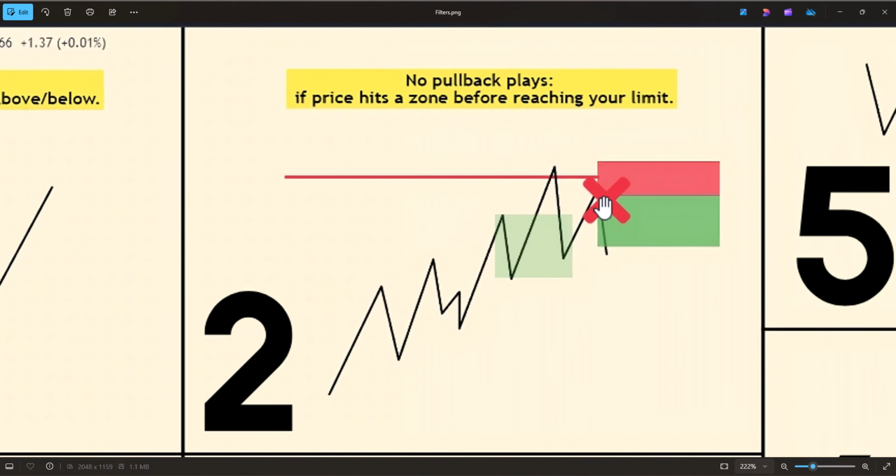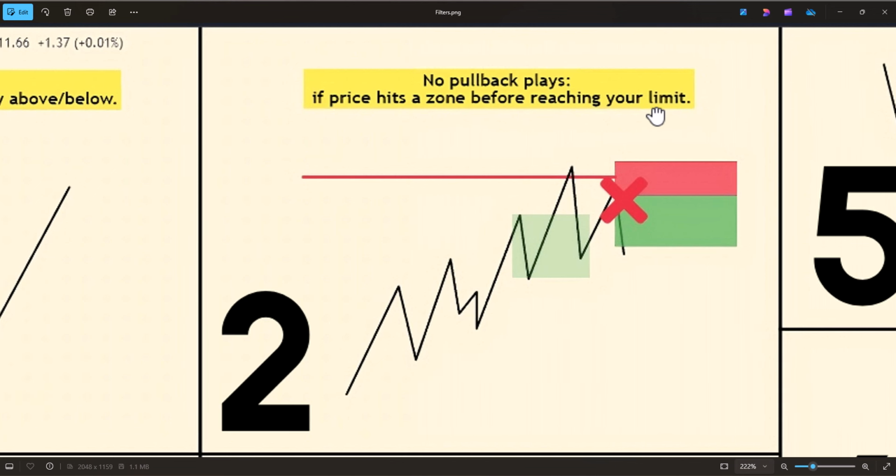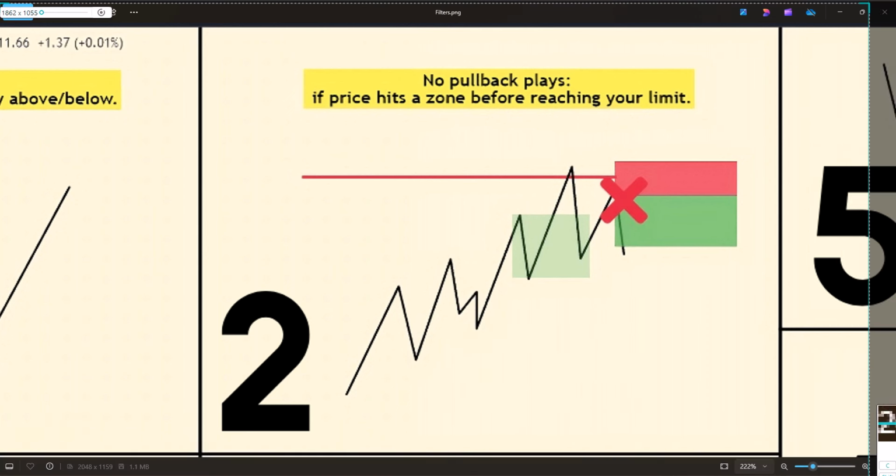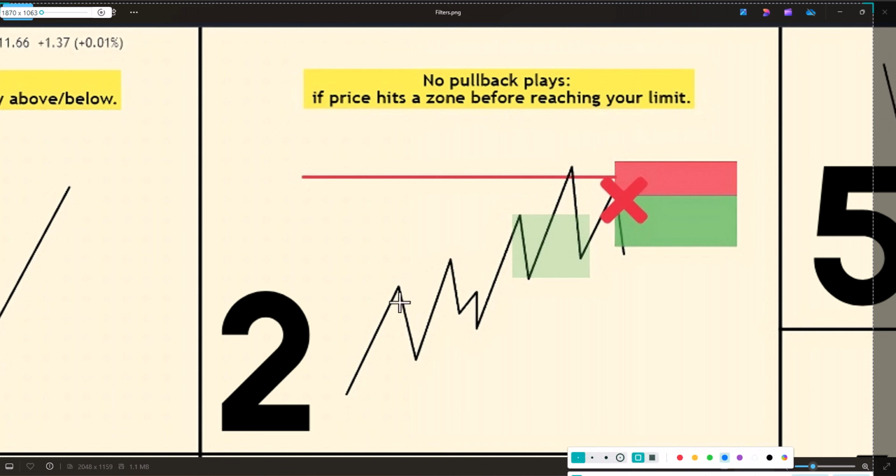And this one, you will see it happens several times based on the time frame you are using. So no pullback plays if price hits a zone before reaching your limit. And what do we mean by that? So we know that in an uptrend, bullish zones like this, okay, so bullish zones offer what? The expansion.